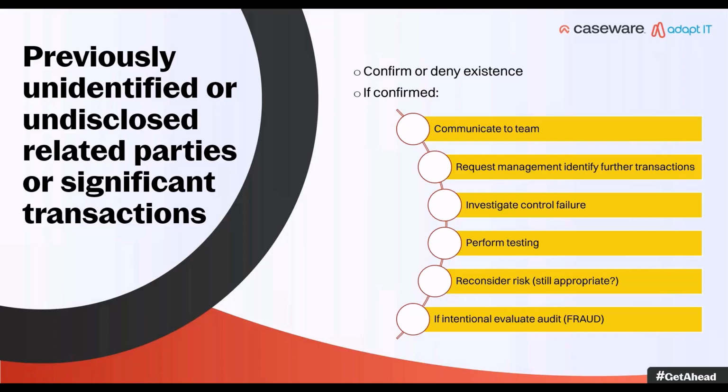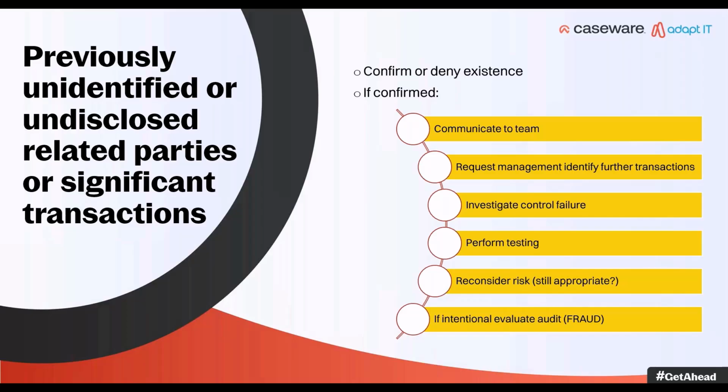So that's the first part, is to go and check and say, are these really related parties or not? The second thing then is, if they are related parties and these are transactions with related parties, then the standard is, step one, communicate these related parties to the engagement team so that everybody is aware that we have just identified company C as a related party, or we've just identified that the transactions with company C are actually also significant transactions with related parties.